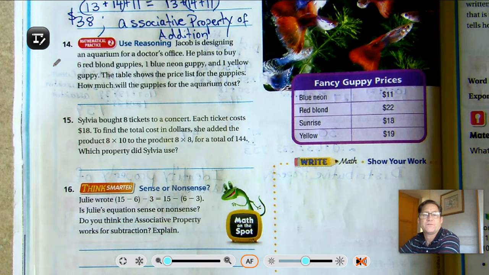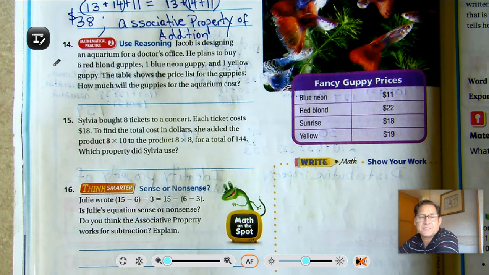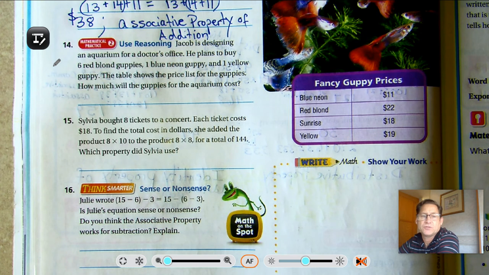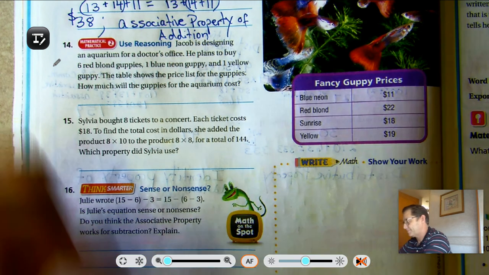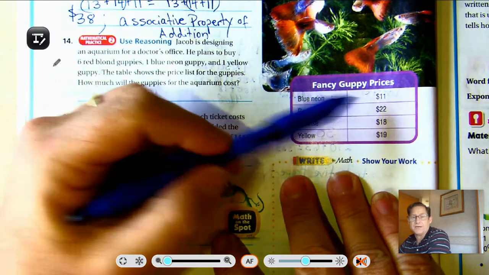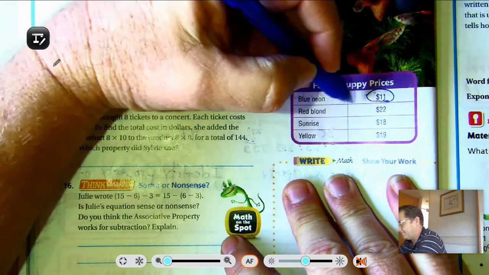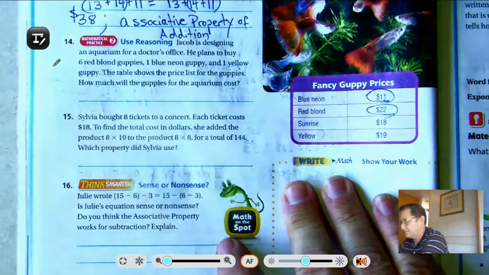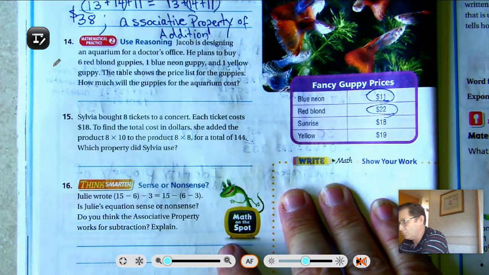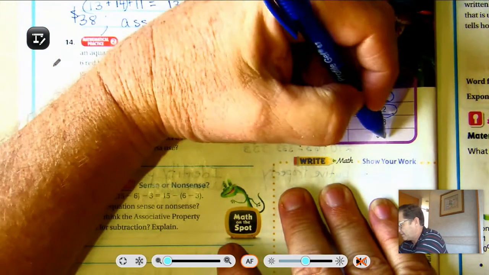Jacob's designing an aquarium for a doctor's office. He plans to buy 6 red blonde guppies, 1 blue neon guppy, and 1 yellow guppy. The table shows the price list for the guppies. How much will the guppies for the aquarium cost? All right, so here are our fancy guppy prices. Blue neon, 11. The red blonde guppy is 22. And the yellow guppy is 19.